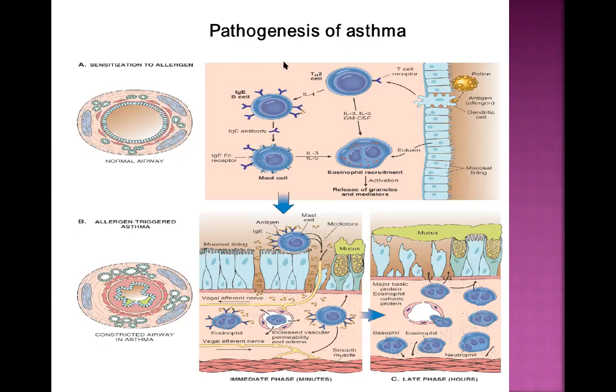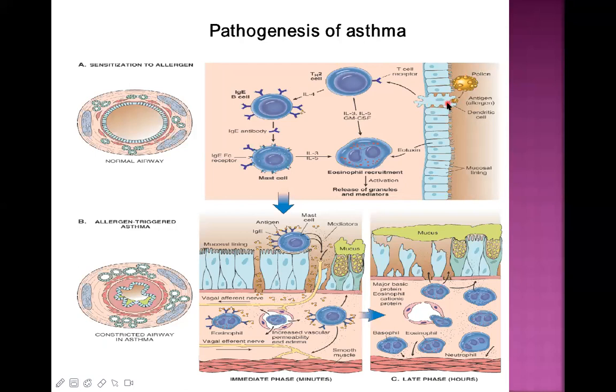Now let me use this one. Fine. Now see here, this is the normal airway. This is an airway, and here they have shown it in a bigger picture. So this is the lumen of the airway. Now one pollen or antigen has come inside the lumen. This is a pollen, or allergen, or antigen. Now it is picked up by an antigen presenting cell. In this case, it is a dendritic cell. This dendritic cell has picked up the antigen.